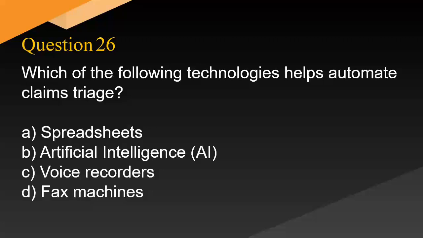Which of the following technologies helps automate claims triage? A. Spreadsheets. B. Artificial intelligence (AI). C. Voice recorders. D. Fax machines.